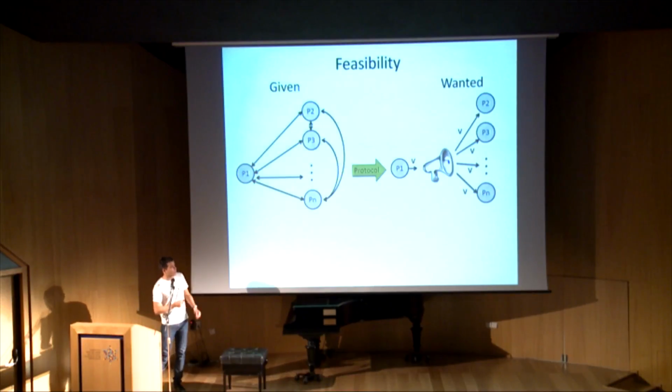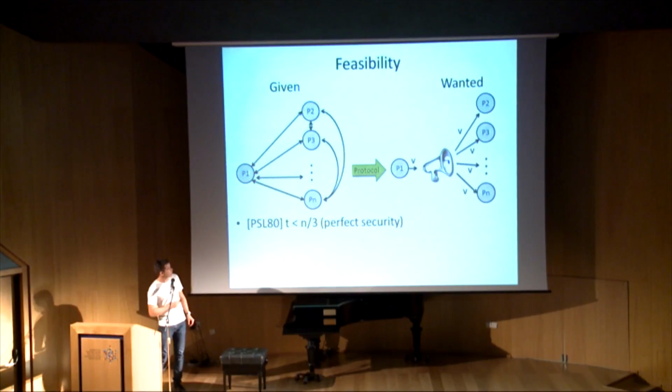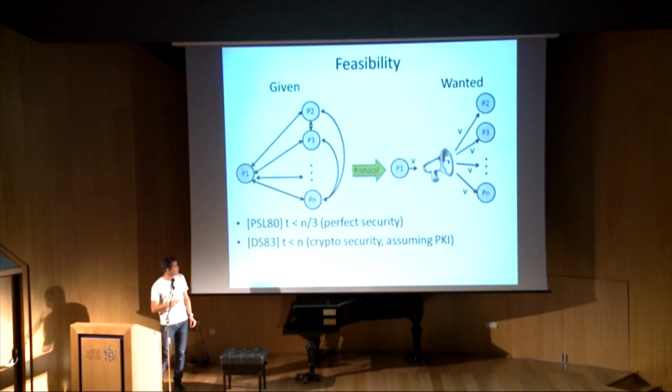Okay, so now we have this task to implement broadcast, and the first result was from the 80s. It has been shown that if the number of corruptions, the number of parties controlled by this virus, is less than one third of the total number of parties, then you can implement broadcast, even with perfect security. Later, this result was extended by Dolev and Strong, who showed that if you can assume signatures, meaning that in the beginning there is something like a public key infrastructure distributed in the system, then you can implement broadcast tolerating any number of corruptions with cryptographic security, given that your signature scheme is good.